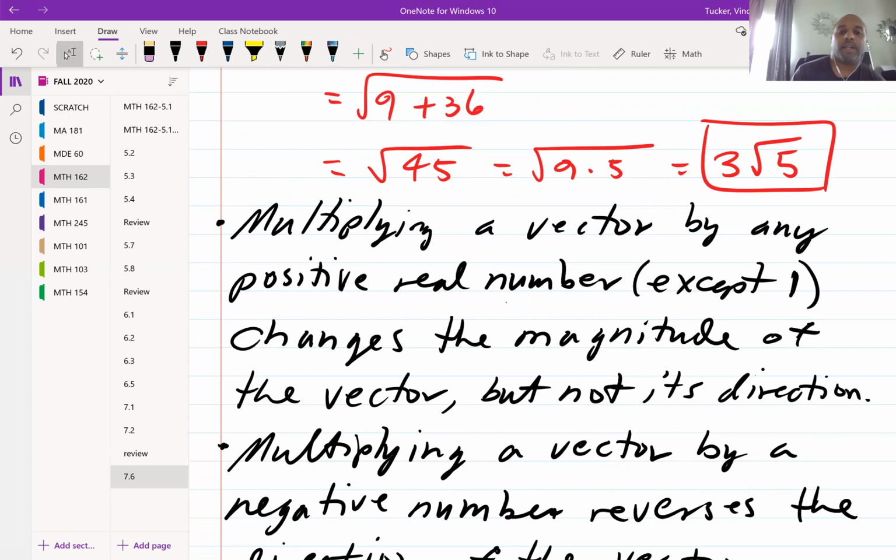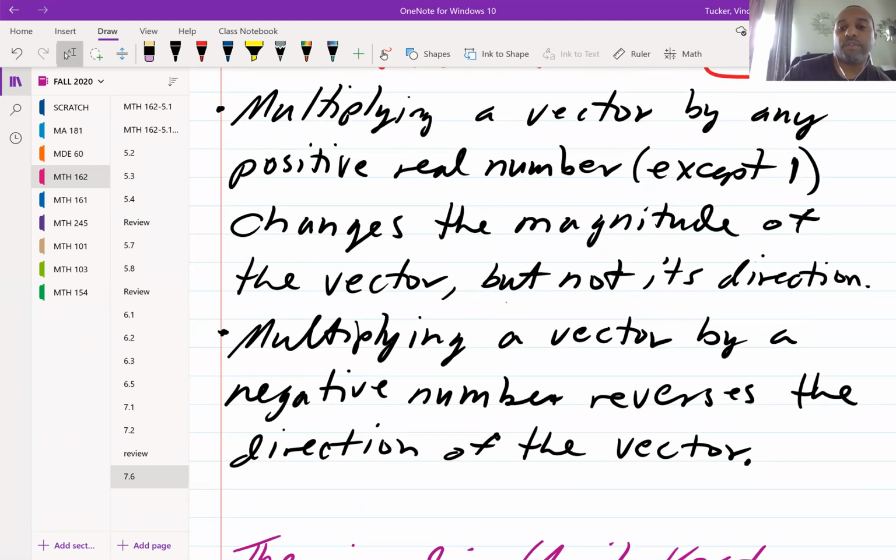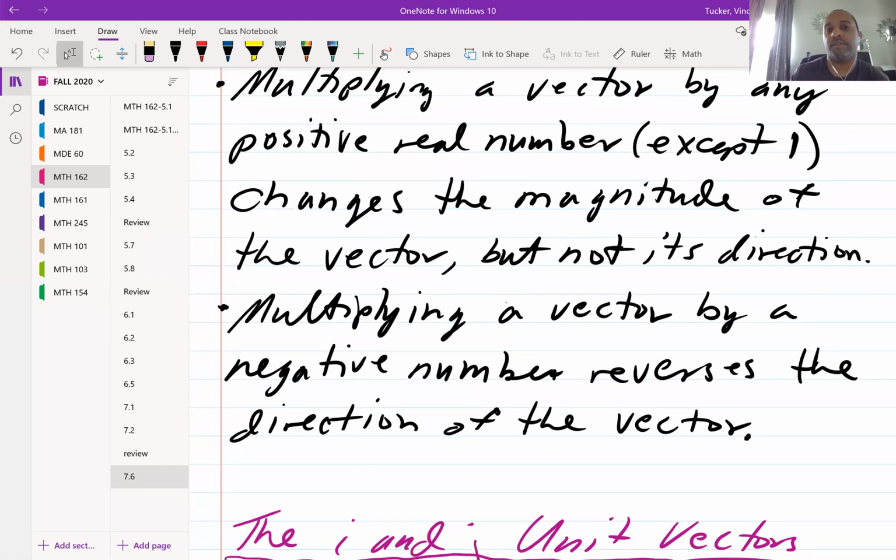Multiplying a vector by any positive real number except 1 changes the magnitude of the vector, but not its direction. And multiplying a vector by a negative number reverses the direction of the vector.